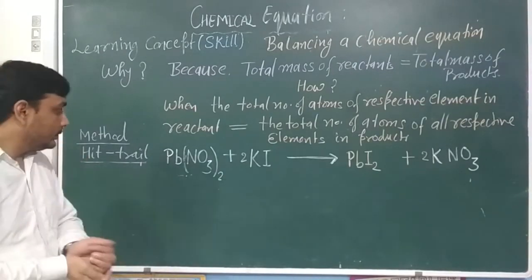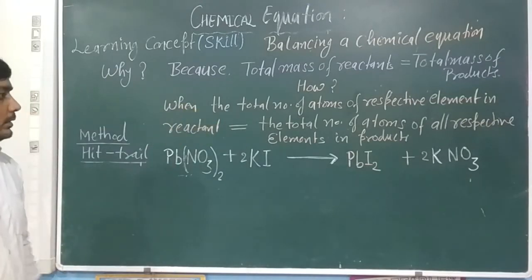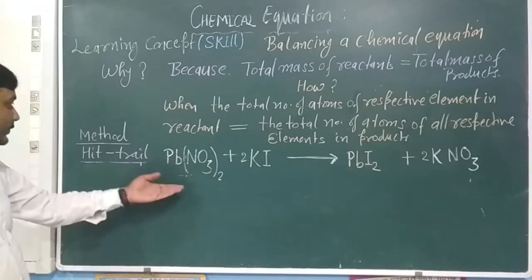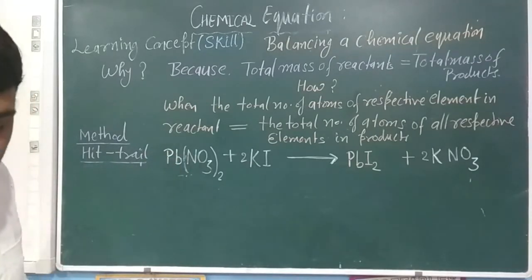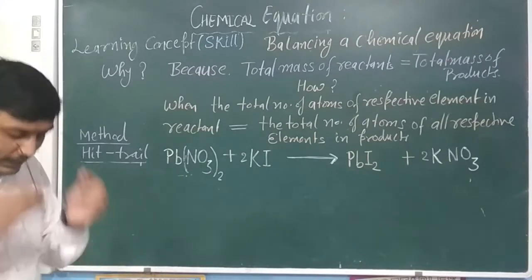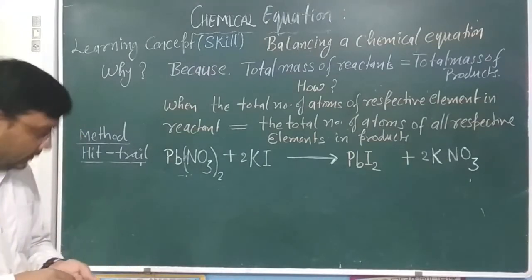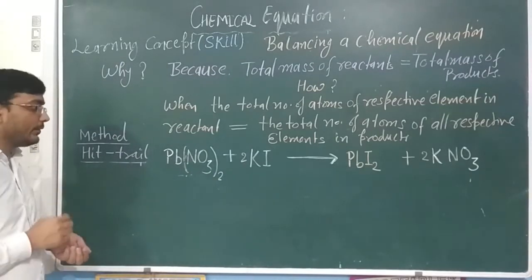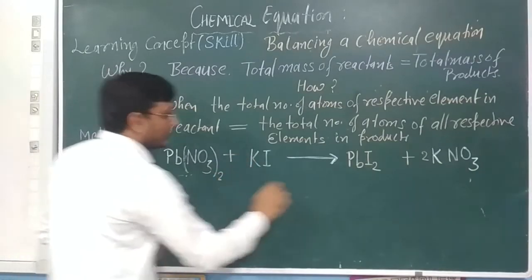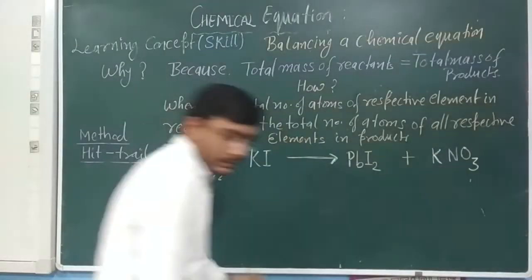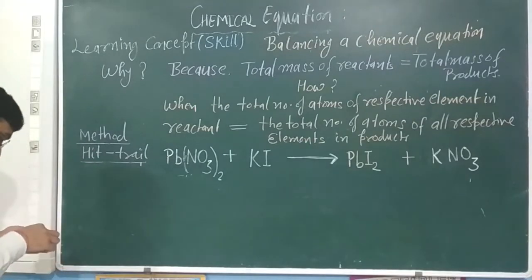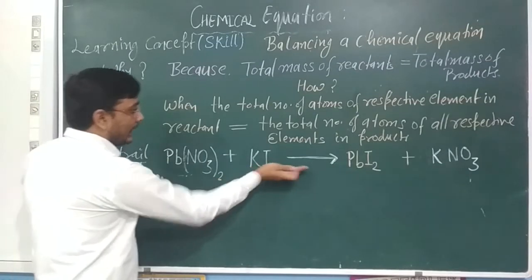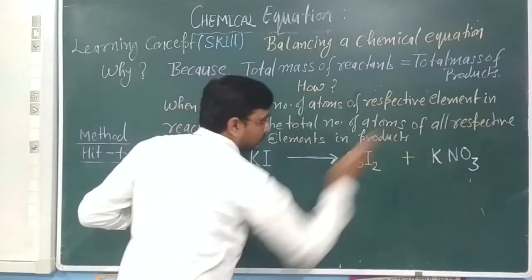Now I am going to explain another method. This first method is based on hit and trial. Another method is the mathematical method. Through mathematical calculation you can find it. For that, I will suppose the condition: the number of atoms on the reactant side should be equal to the product side.